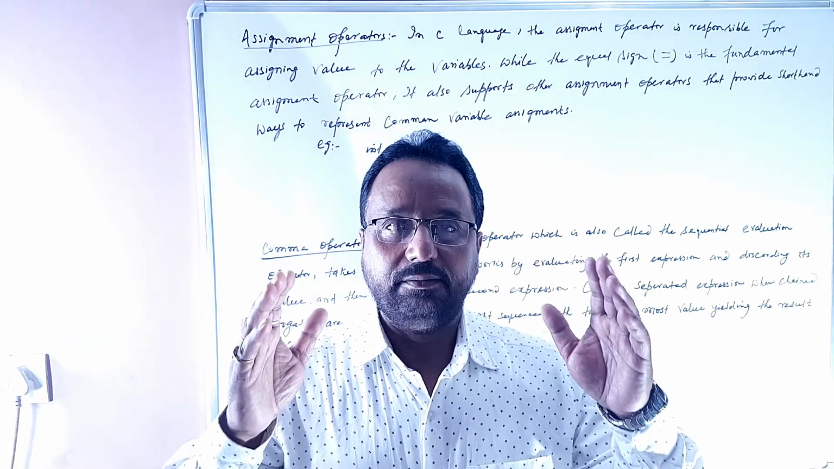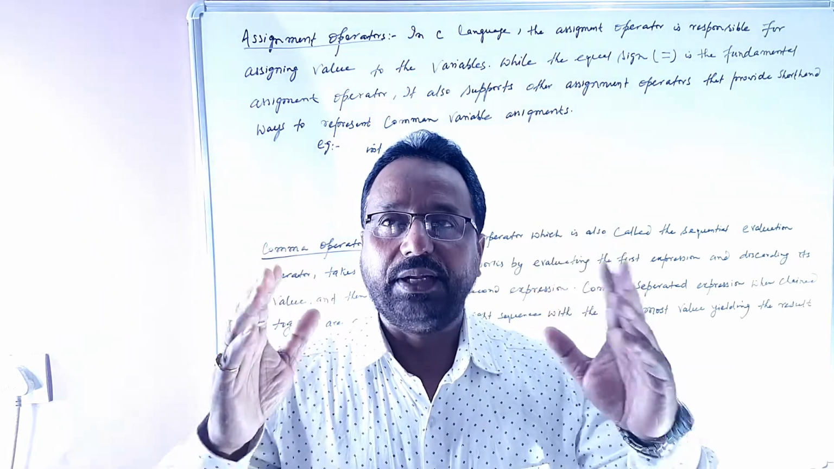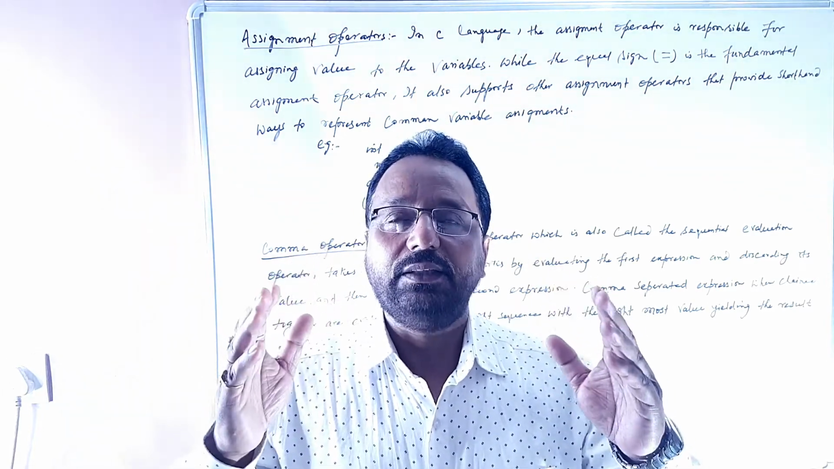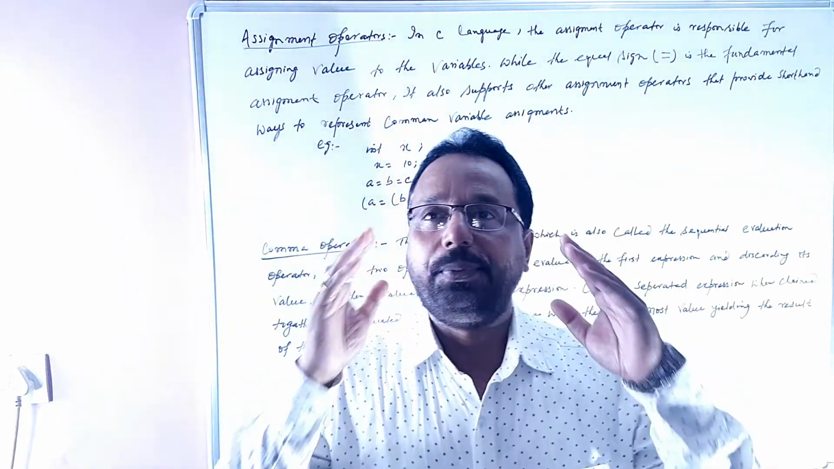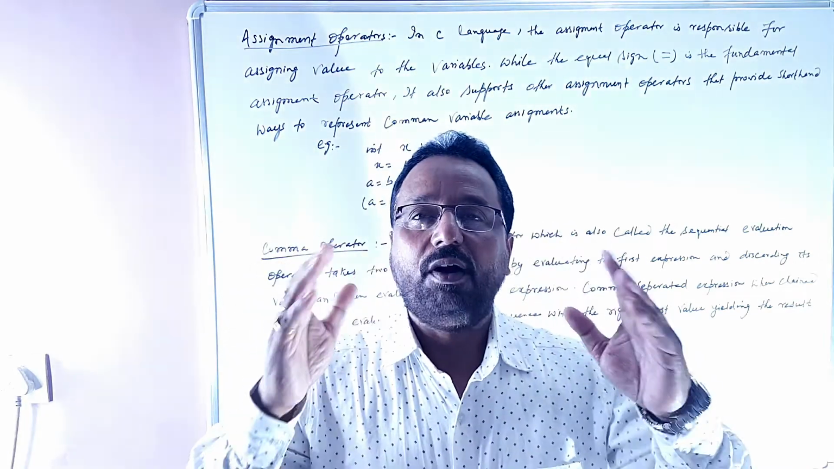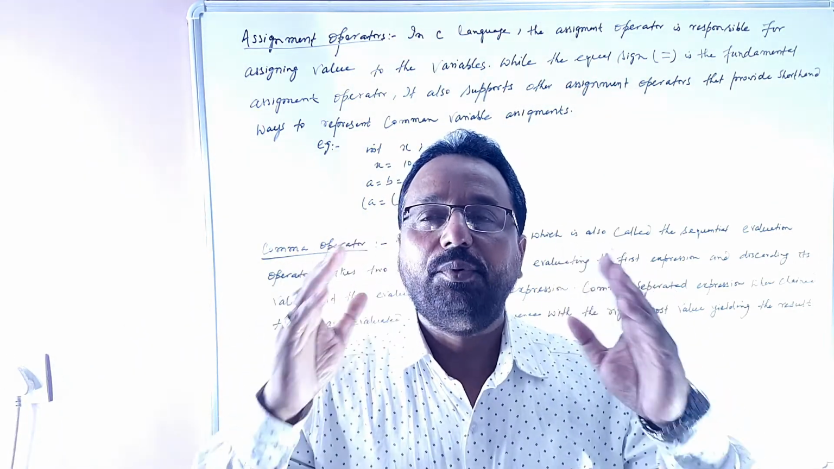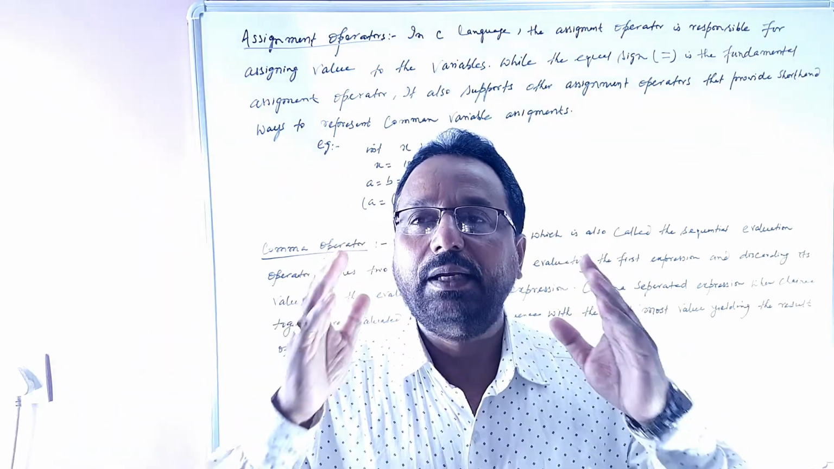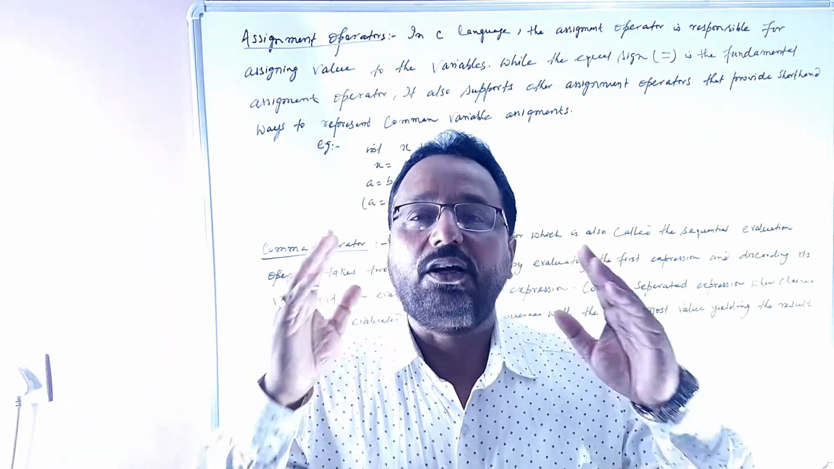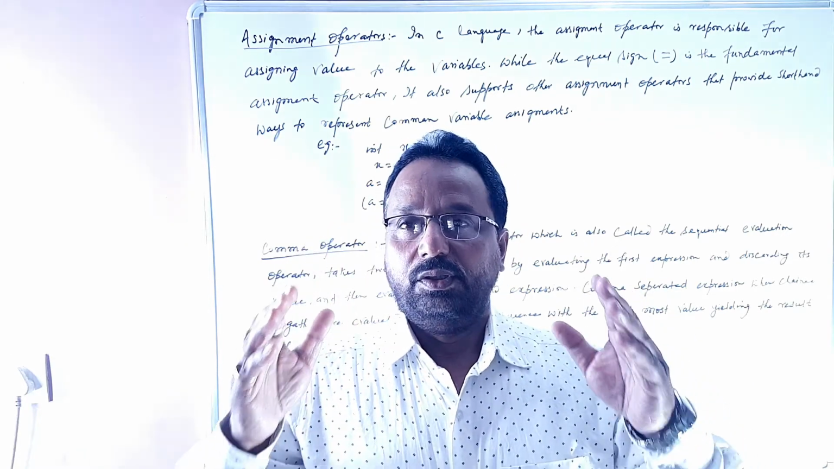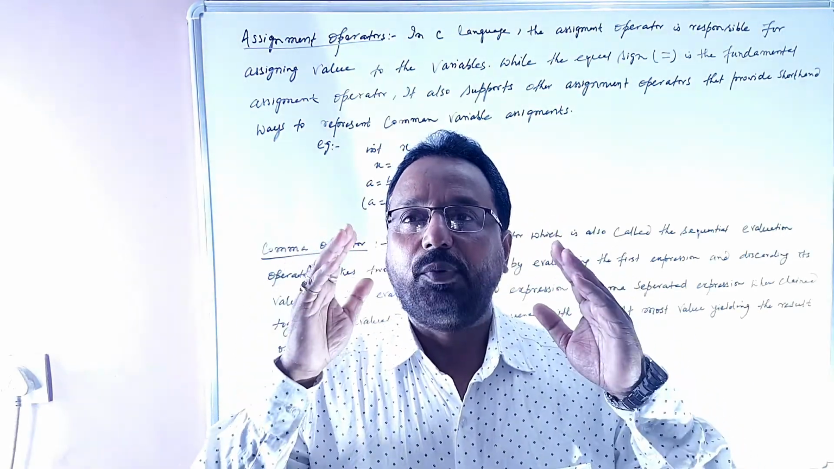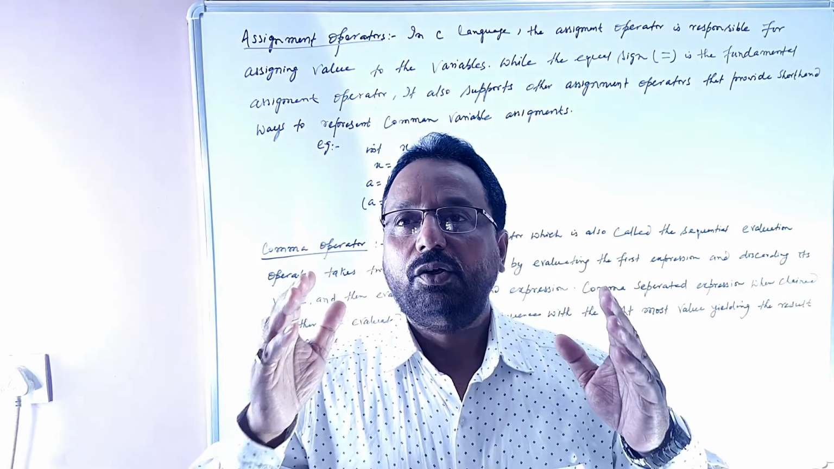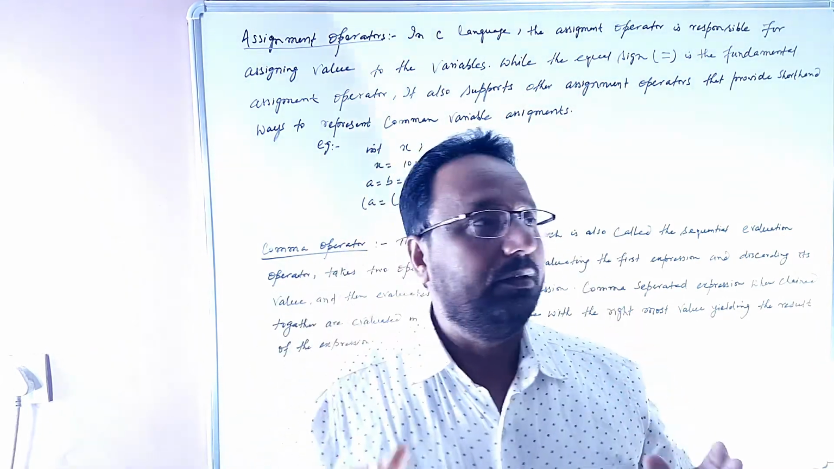Number 7, assignment operator. In the C language, the assignment operator is responsible for assigning a value to a variable, while the equal sign is the fundamental assignment operator. It also supports other assignment operators that provide a shorthand way to represent common variable assignments.